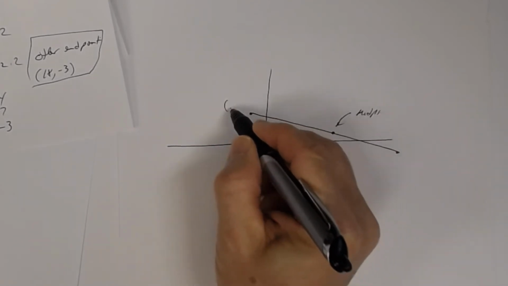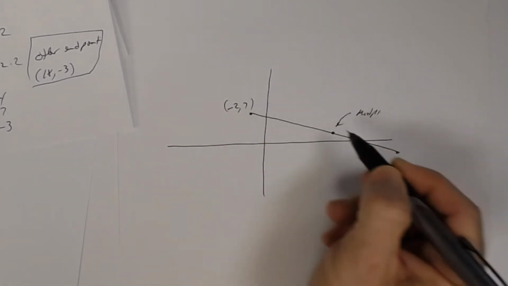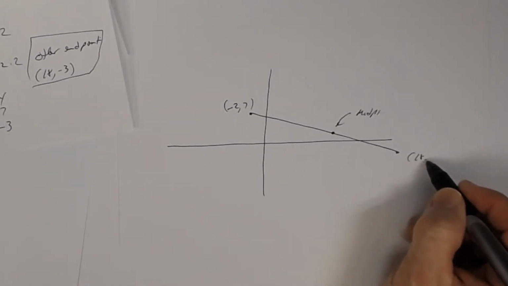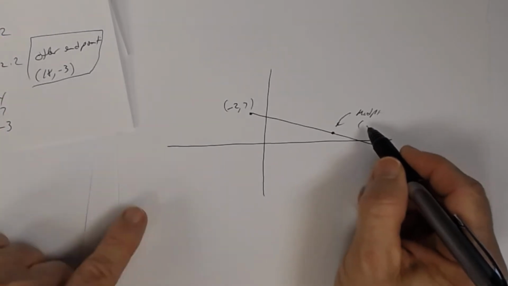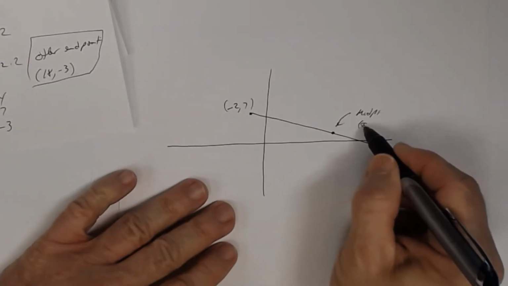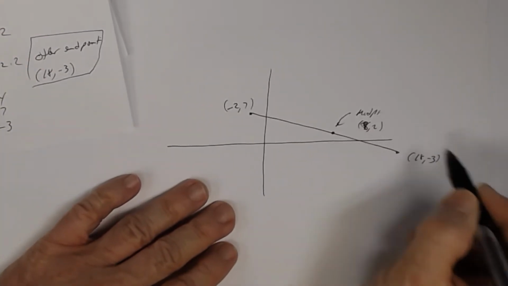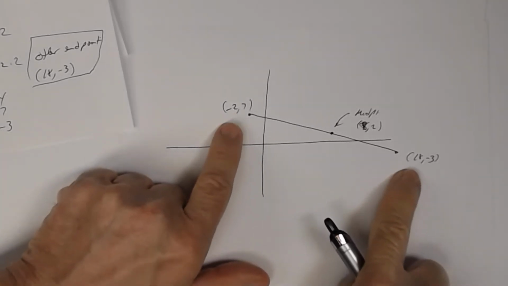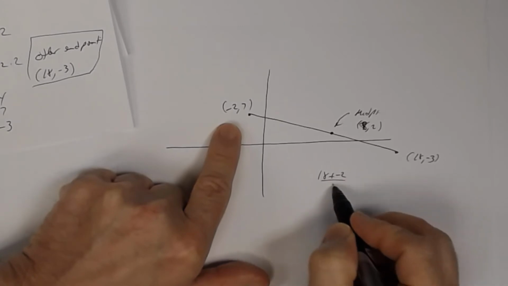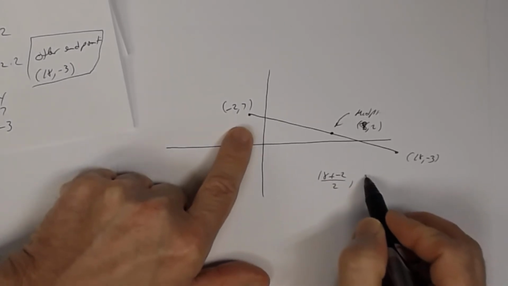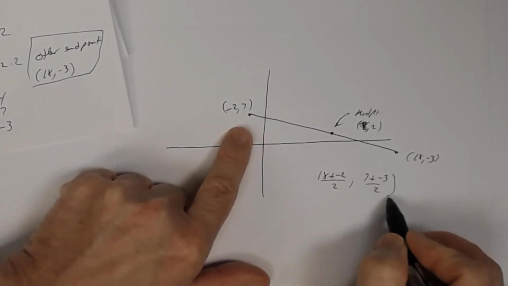So given that this is negative 2, 7, and that is now 18, negative 3, that should give me a midpoint, 8, 2. That should be 8, 2. And you can check, look, always check: 18 plus negative 2 divided by 2, and then 7 plus negative 3 divided by 2.